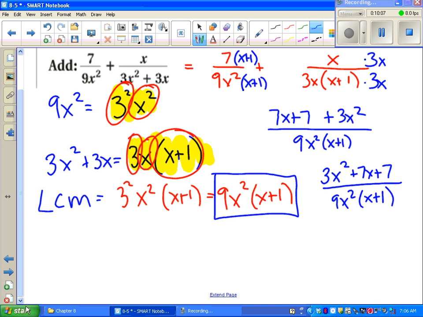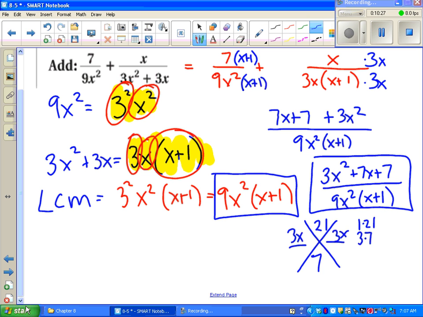Just in case something cancels, we should always try to factor that top. Try some Clinton magic. Two things that multiply to give 21, add to give 7. I don't think it works. Our only choices are 1 and 21, 3 and 7. Not finding anything. So we're done.